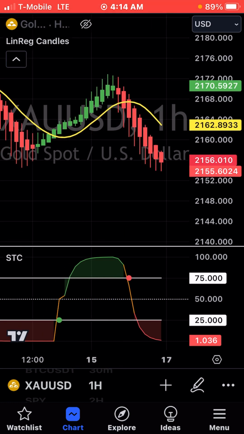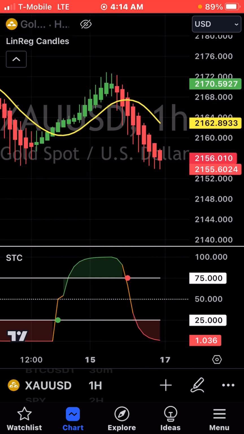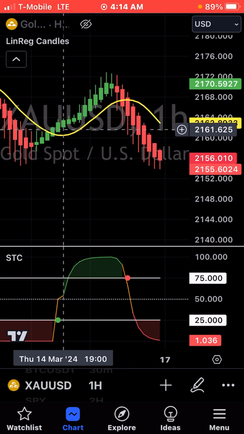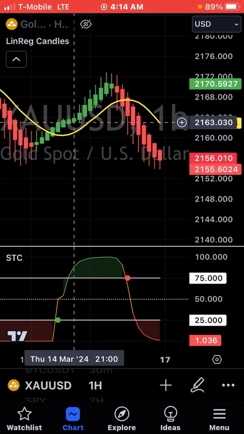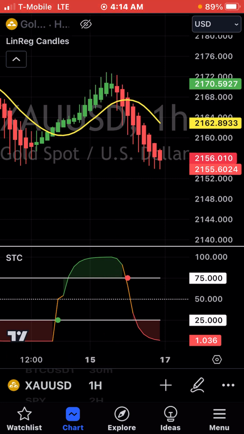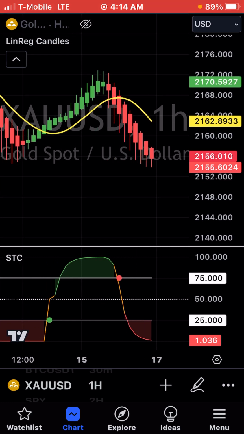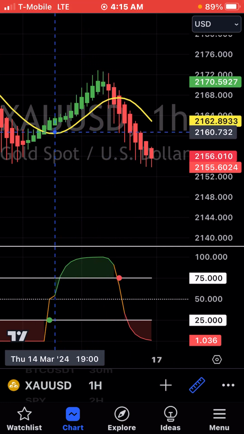So I showed you where to enter. How do you know where to exit? You exit when you see the candle touching the linear line. So once it starts touching that linear line, that's when you close your position. So you know when to enter and you know when to exit. So let's just look at a couple examples here. Let's not do this one because it's like the end of the market. Let's do this one over here.